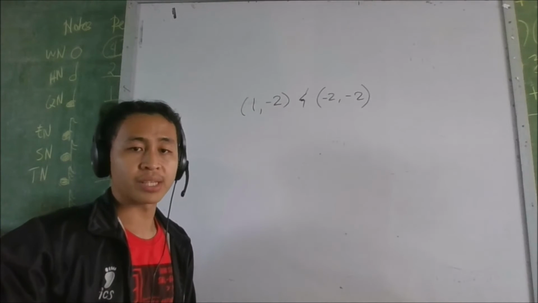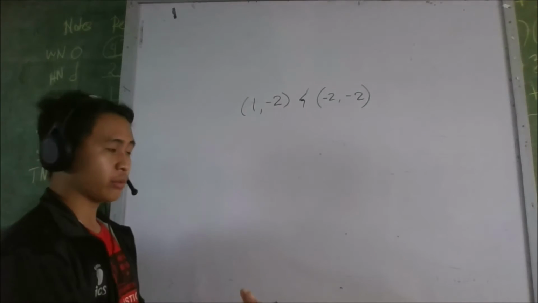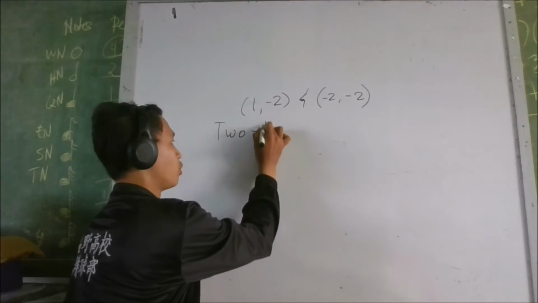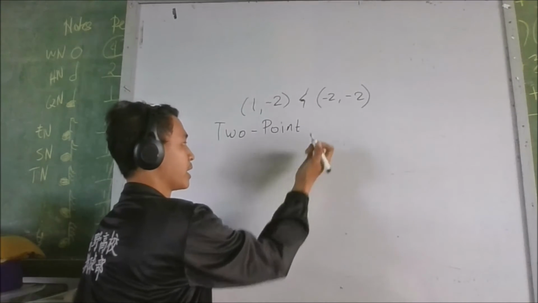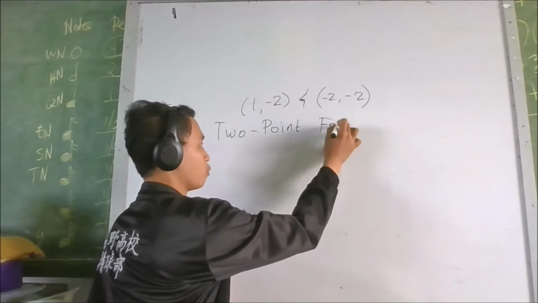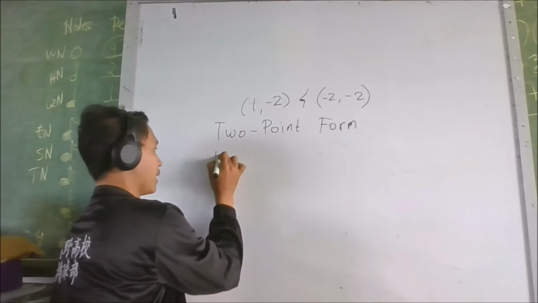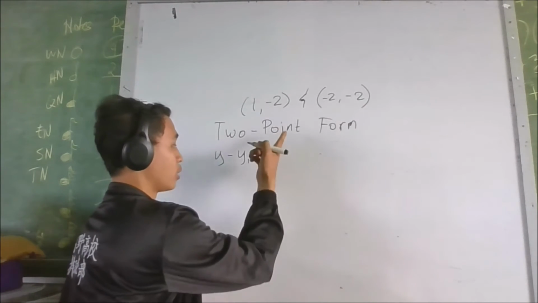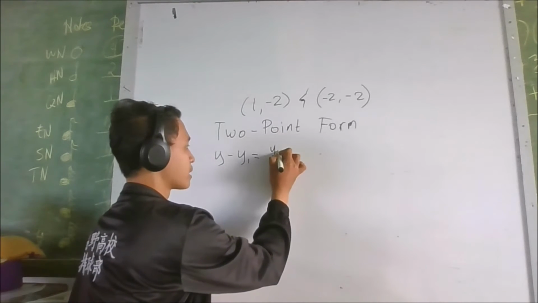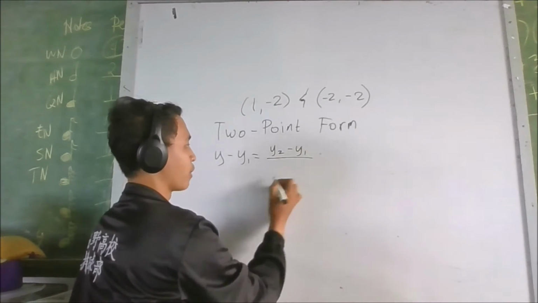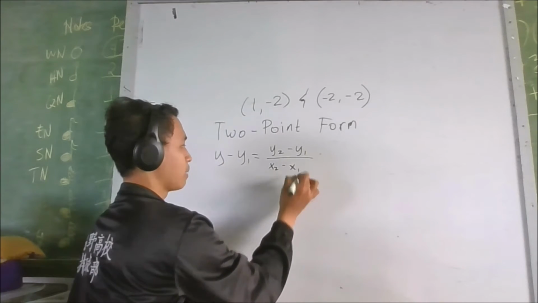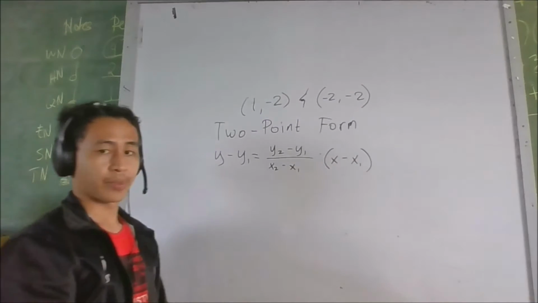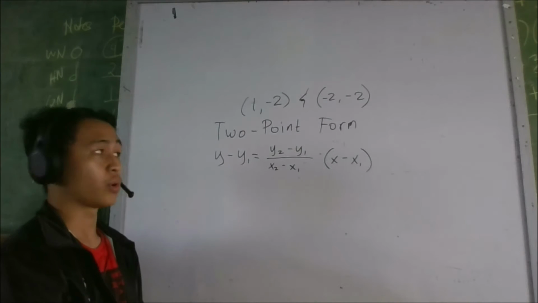So, how do we solve this? In this case, we have 2 points. So, all we have to do is use the 2-point form of the linear equation. Right? So, what is the 2-point form? It follows the formula y minus y sub 1 equals y sub 2 minus y sub 1 over x sub 2 minus x sub 1 multiplied by x minus x sub 1. Okay? So that is the formula for our 2-point form.